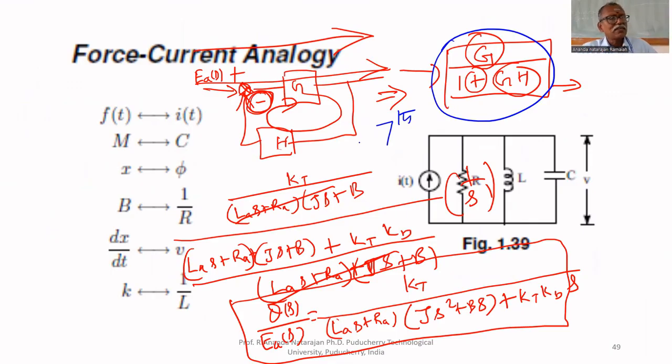That we will see in the next class. Then we will take the block diagrams and we will reduce the block diagram into single transfer function. We'll see in the next class.